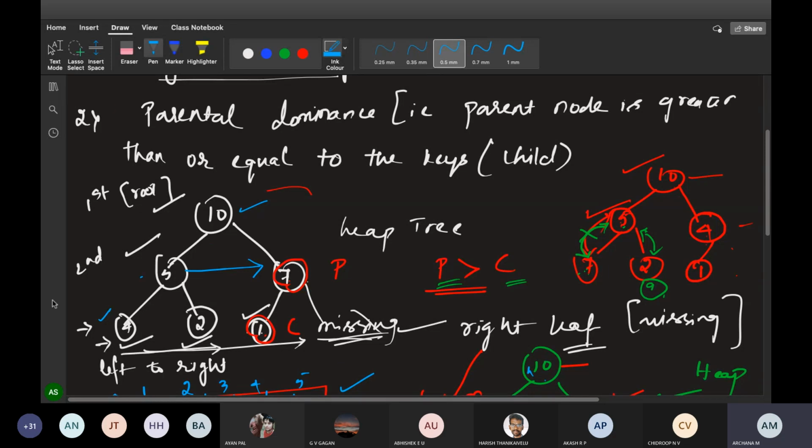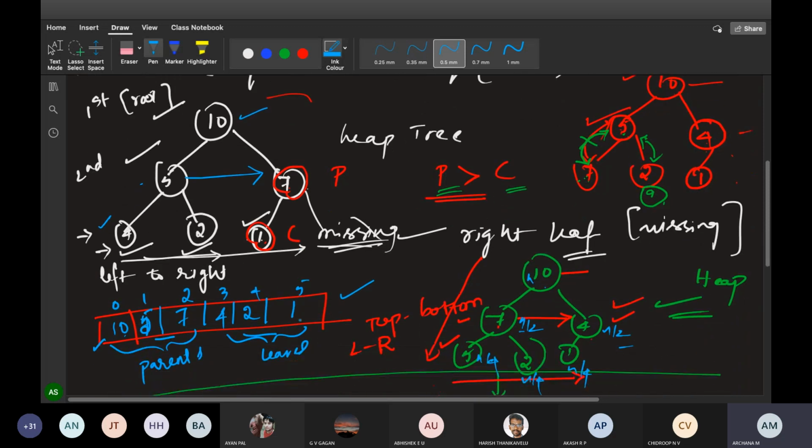Even though it is missing, it is a complete binary tree for a heap. And then the parent should always be greater than the children. These are the two important things.